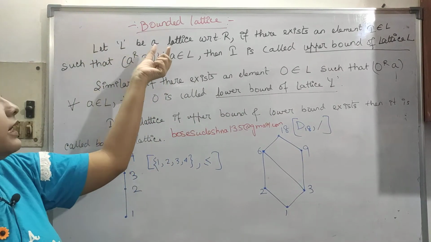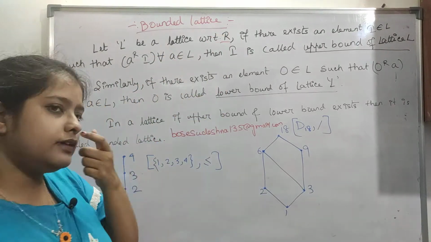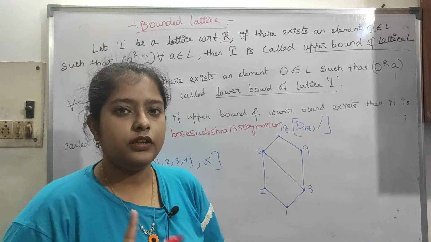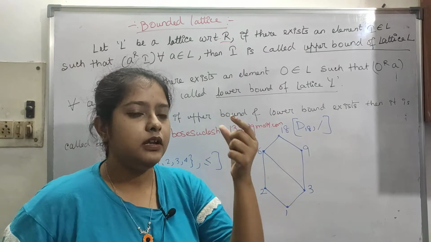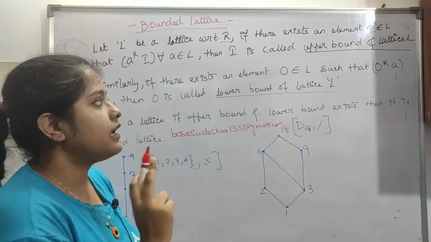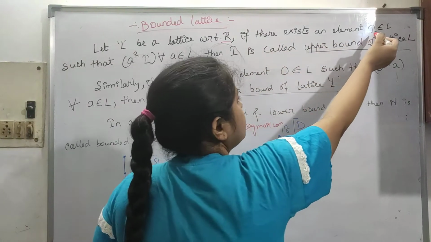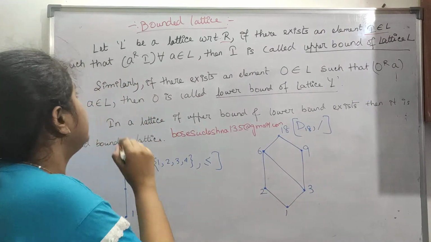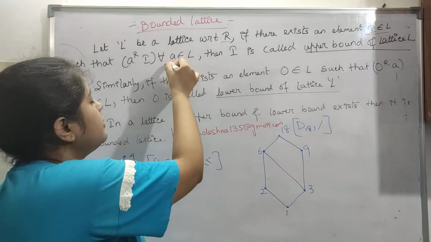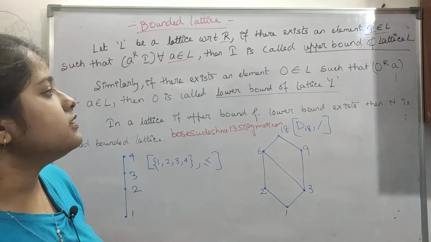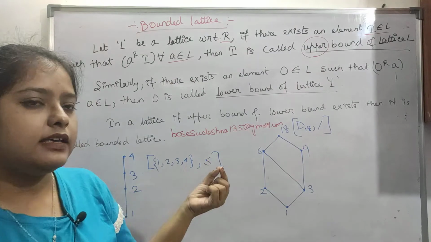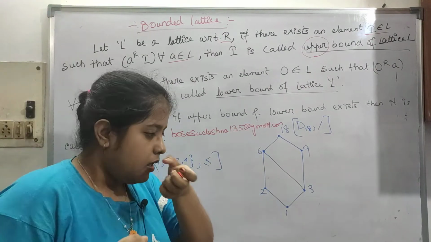Let L be a lattice with respect to R. So L is a lattice. Lattice means if it contains both join and meet, I mean for every pair, LUB and GLB, not or, both, then it is lattice. If there exists an element I belongs to L such that A is related to I for all A belongs to L, then I is called upper bound of lattice.